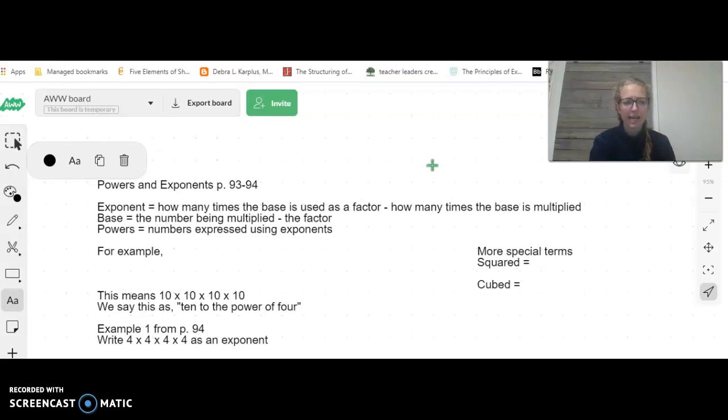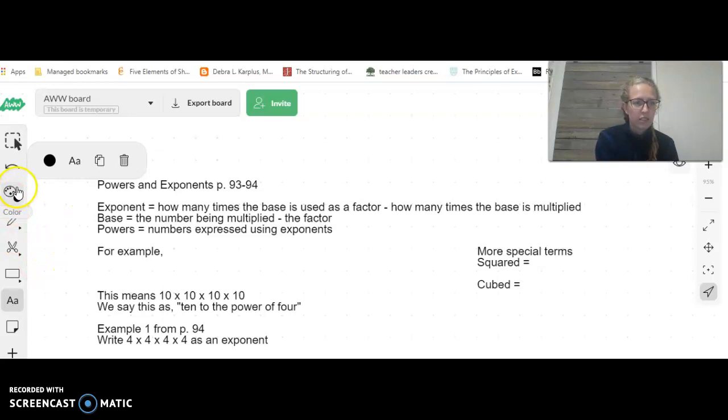So our first term is exponent. You can see that in the corner. Exponent is how many times the base is used as a factor. Basically, it's that little number on the corner that tells you how many times the base is multiplied. And when we go over an example, that might make a little more sense. The base is the number that's being multiplied, or the factor. So that's going to be the big number. Think of a big base kind of holding the ship, and then the little flag is the exponent kind of pointing it in the right direction and telling you what to do. And powers are the numbers expressed using exponents. That'll make a little more sense in a minute.